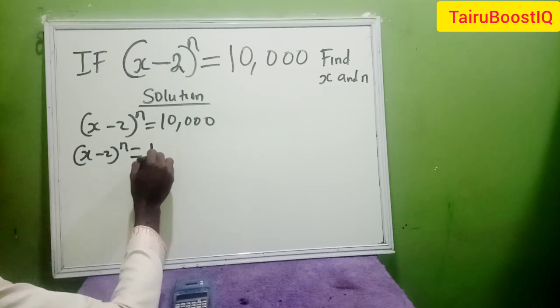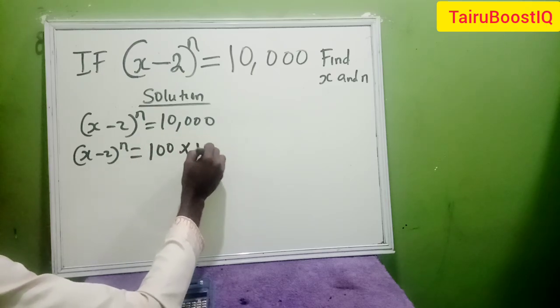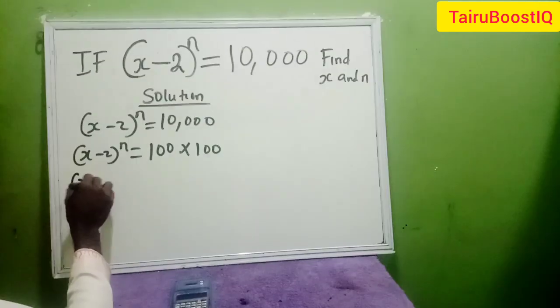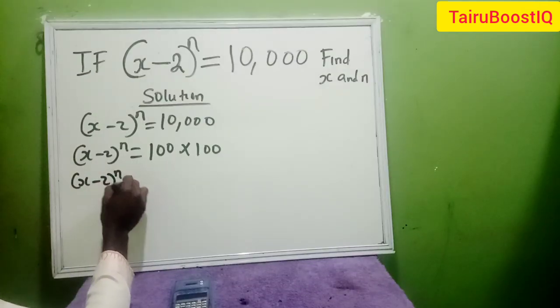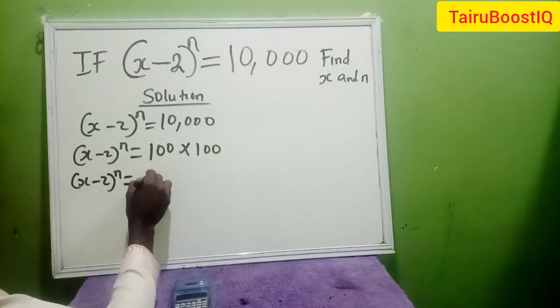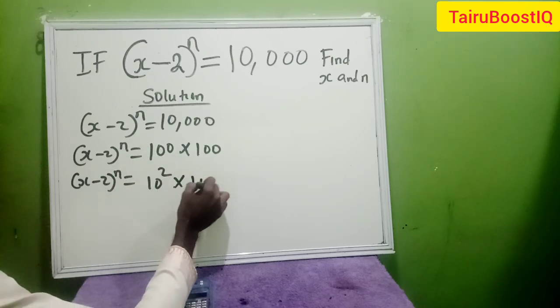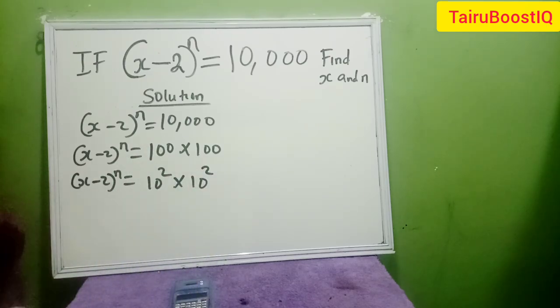into 2. You know, 10,000 is what? 100 times 100 is 10,000. And now I have (x - 2)^n equals, I can rewrite this 100 as 10^2, because 10 times 10 is 100, times what? 10^2.